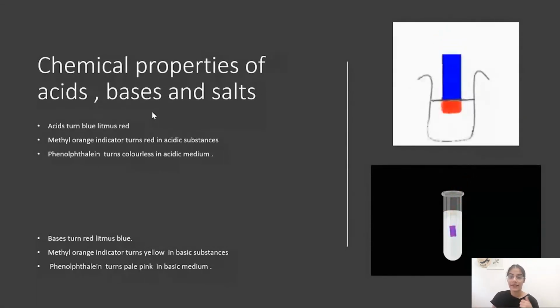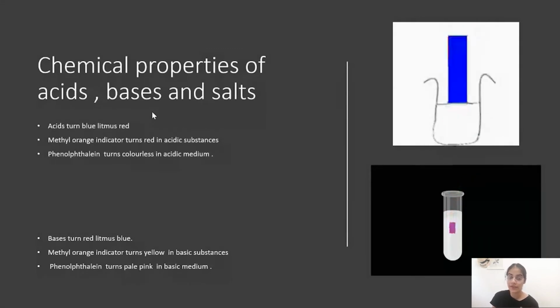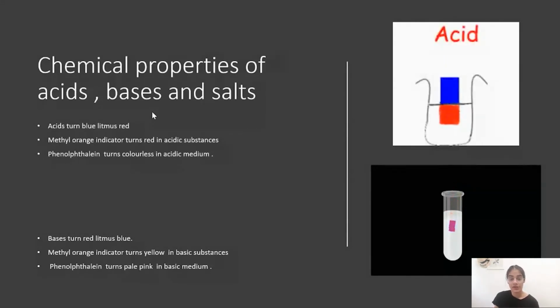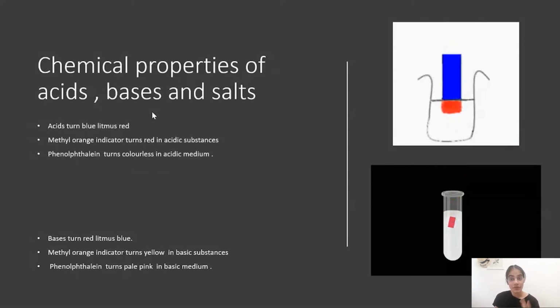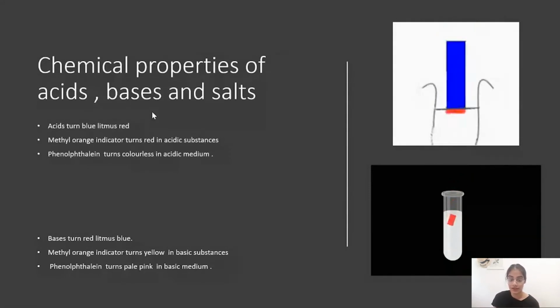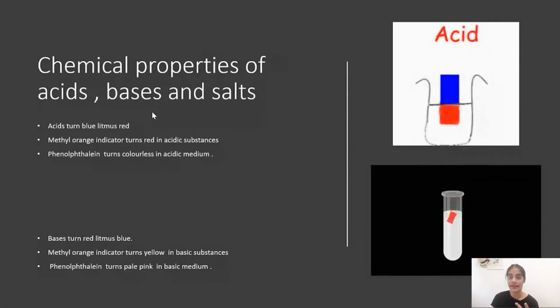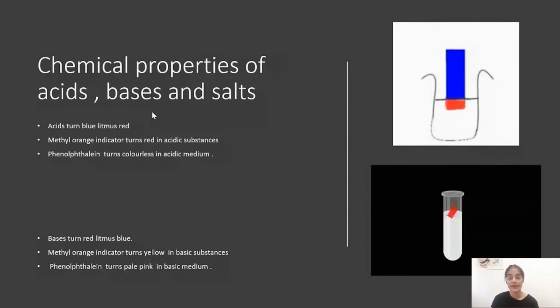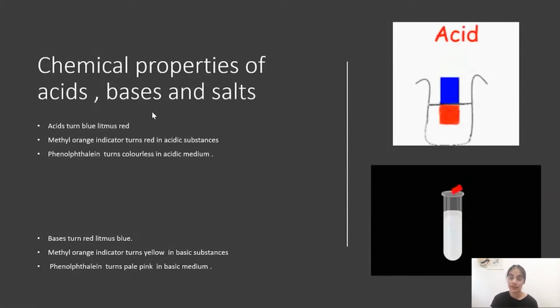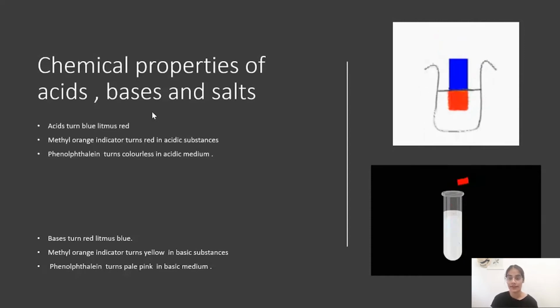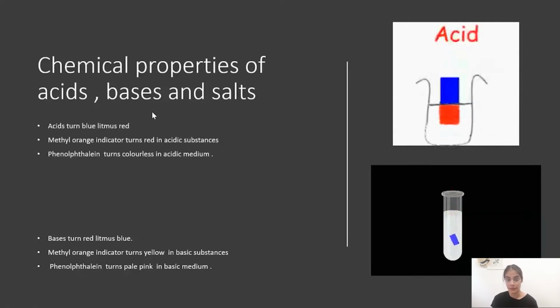So, we know acids turn blue litmus red. Methyl orange is an indicator which turns red in acidic substances. Phenolphthalein is again an artificial indicator which turns colorless in acidic medium. Now, when we're talking about bases, bases turn red litmus blue. Methyl orange is the indicator which will turn yellow in basic substances. And phenolphthalein is an indicator which will turn pale pink in a basic medium.